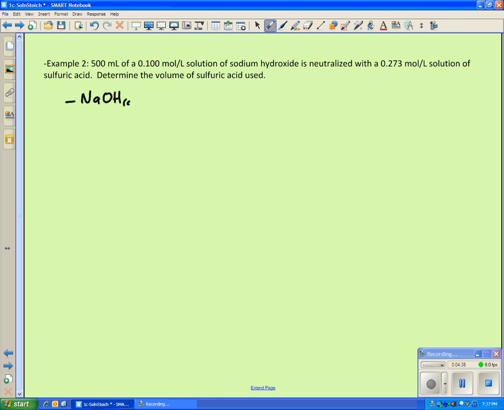NaOH, my first solution, gets combined with sulfuric acid, H2SO4, and the products are sodium sulfate, and that's soluble, and water. And sometimes it's helpful to write water as HOH, just for balancing so that you can see all the different ions or atoms as they move around in the reaction. For balancing, I want a 2 for the sodium hydroxide, 1 acid, 1 of the sodium sulfate, and 2 water to balance properly.